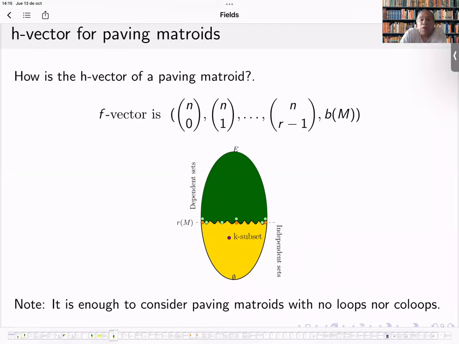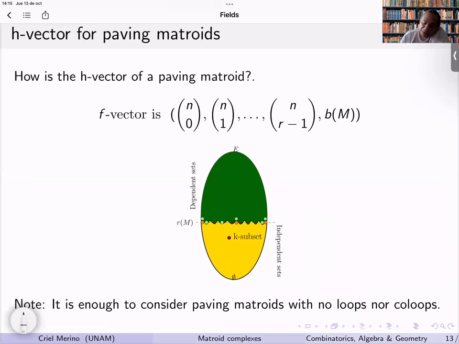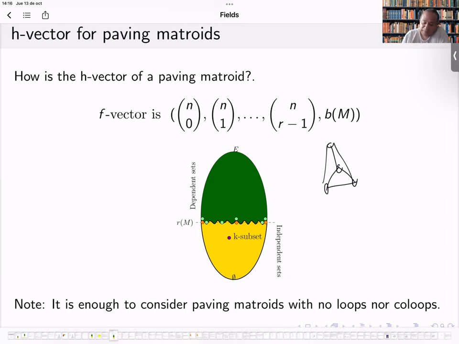So I'm going to consider paving matroids with no loops, for the reason I mentioned: they don't intervene in the simplicial complex. But also I'm going to consider paving matroids without coloops, because what coloops do is this. You have a simplicial complex, let's say like that. Then the coloop just makes this into a cone with that element. So all the information is really in the matroid with that element contracted. And in the h-vector or the h-polynomial, what you are doing is just making a shift, multiplying by x. So I'm just going to concentrate on paving matroids with no loops or coloops.